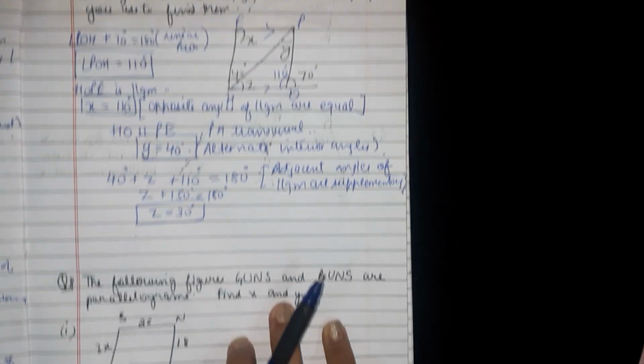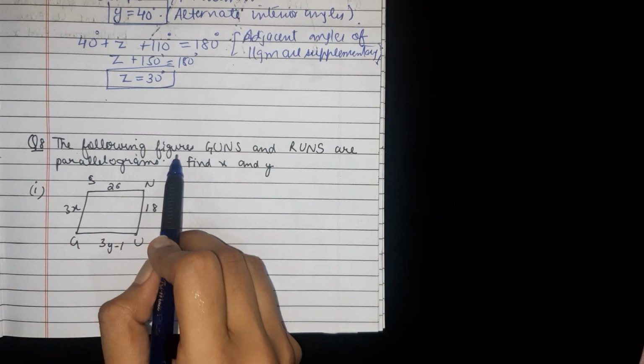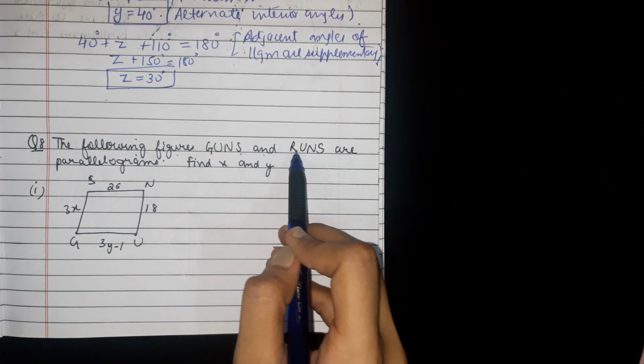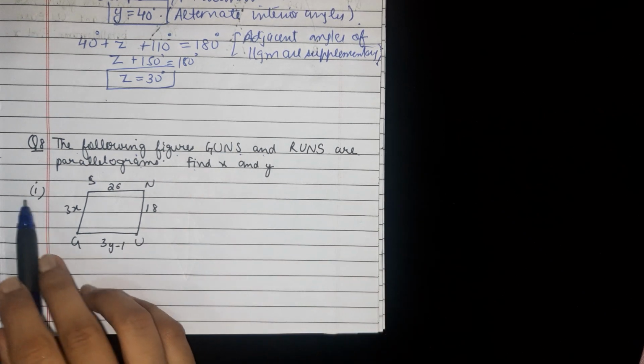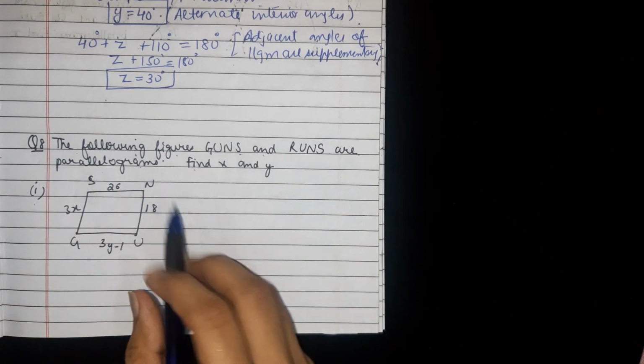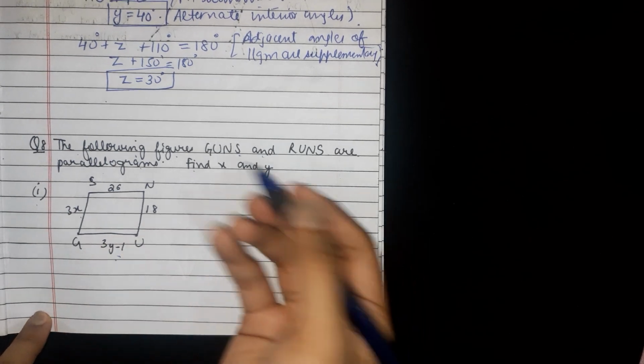So let's move on to the next question. Question number 8. The following figures, GUNS and RUNS, are parallelograms. Find the values of x and y. So the first figure is this. We need to find the values of x and y.